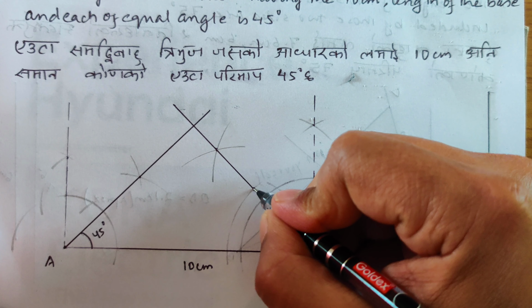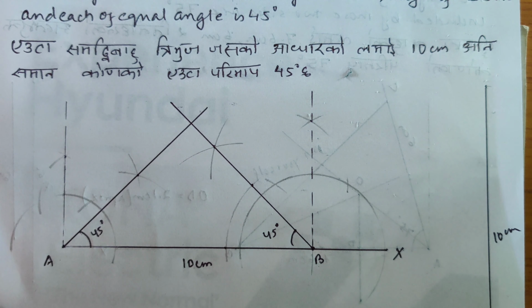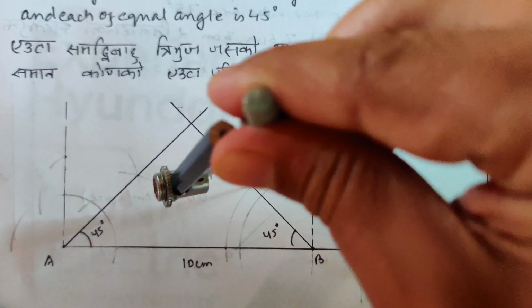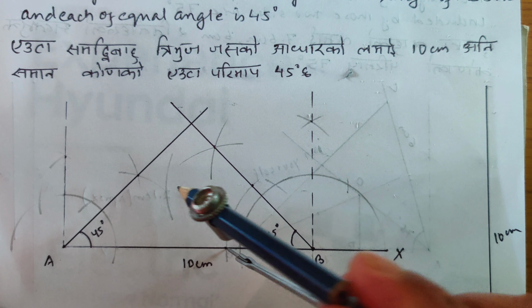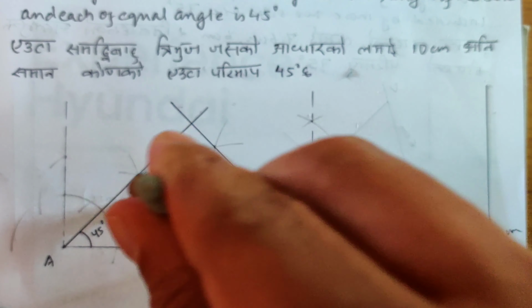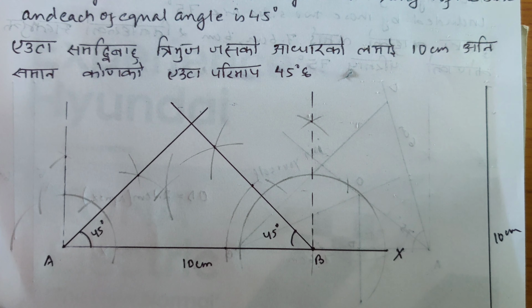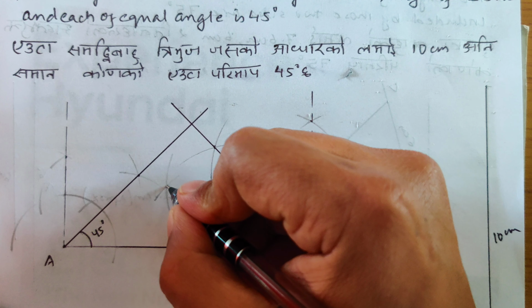Always put a point so that your diagram is really accurate. I'm bisecting angle B. I hope I'm able to show it to you in the camera. Yes, good. Okay, I bisected angle B.